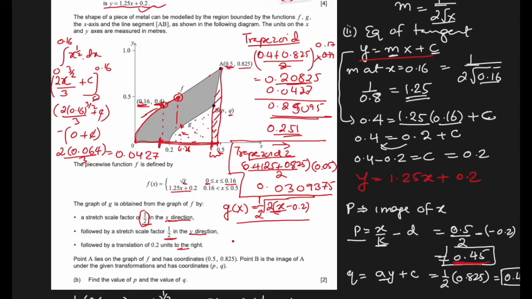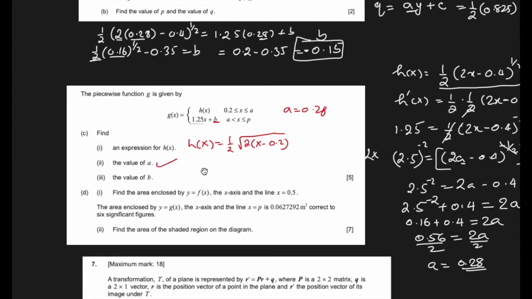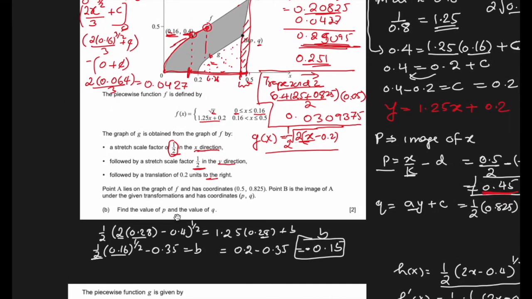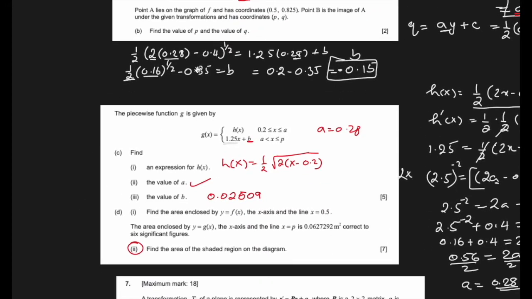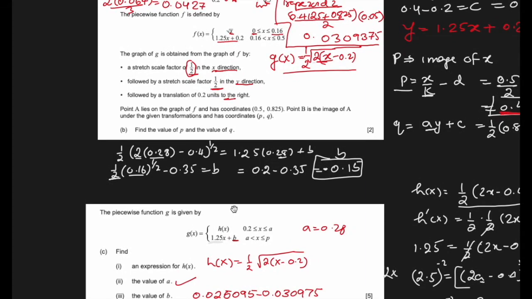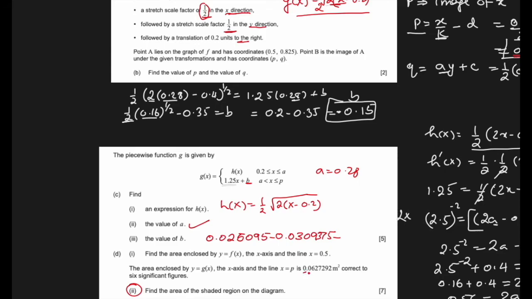And now to find the final, we will use 0.2509. Let me write them one by one patiently. Okay, so this is the answer of the shaded region. This I'm doing here, 0.02509, yeah, 5 also, minus 0 point, we have to subtract this area, 0.309375 minus 0.030975, if I'm right, 0.309375, and the one they have given, we have to subtract this also, 0.0627292. Let's put this whole in our calculator and we'll get our answer.